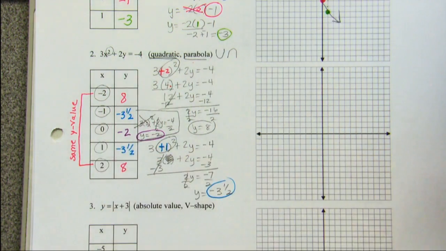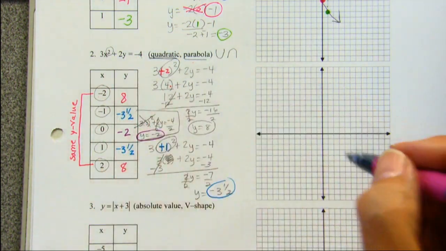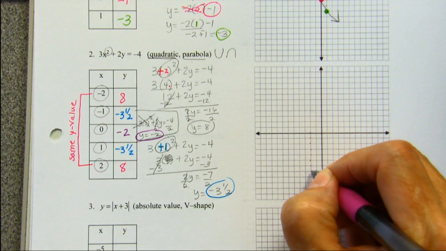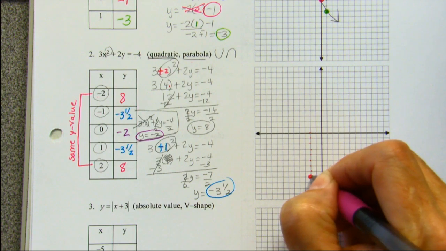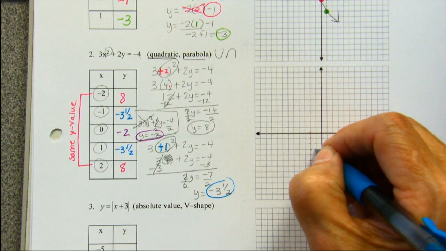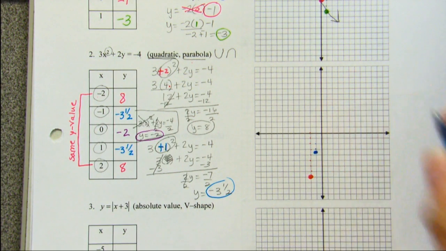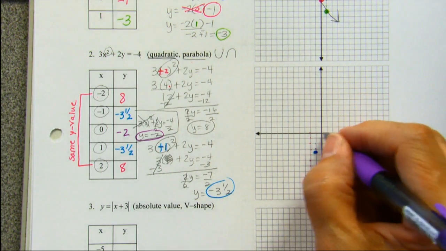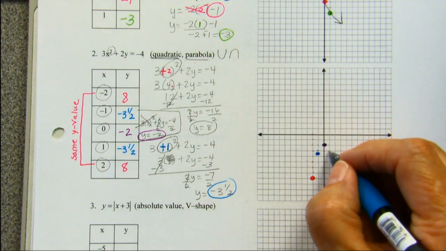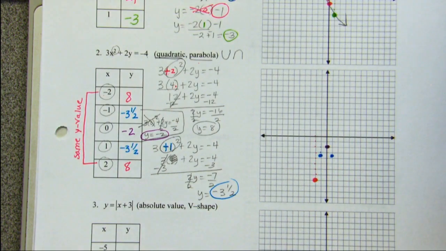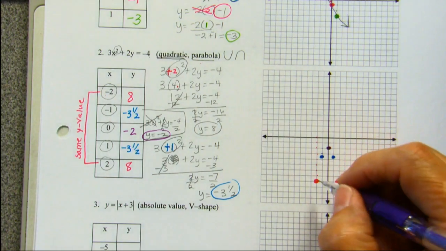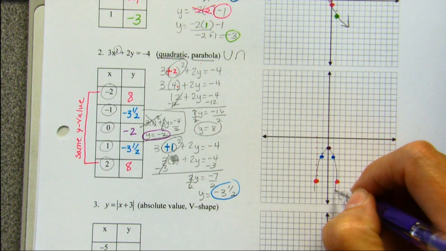Okay, we'll graph negative 2, negative 8. So left 2 and down 1, 2, 3, 4, 5, 6, 7, 8. Then negative 1, negative 1, 2, 3, and then halfway in between. And then stay at 0 and go down 2. Over 1, down 3.5. And then to the right 2 and down 8. And then you have your parabola shape.